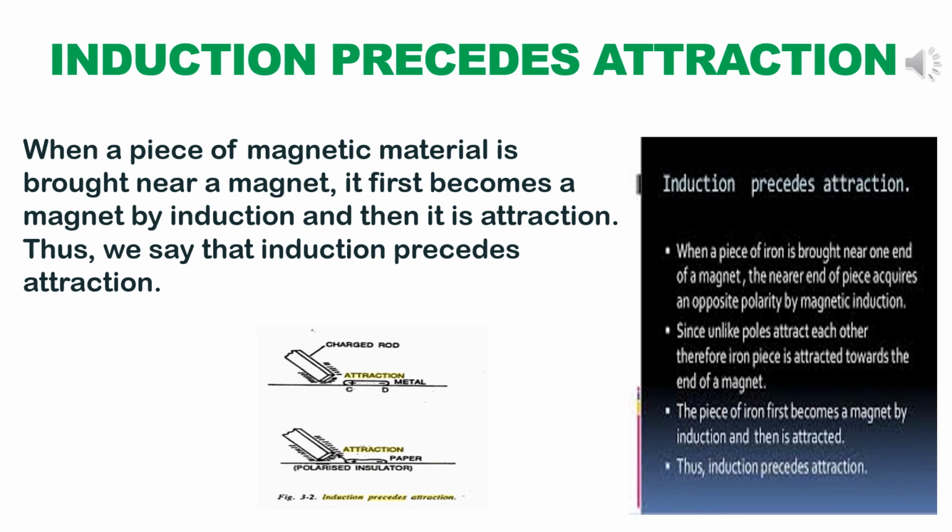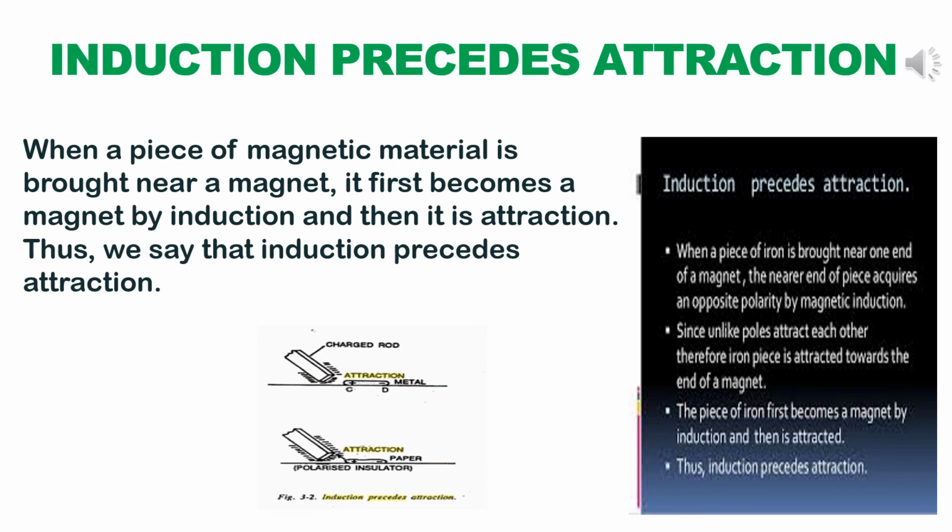Now, induction precedes attraction. When a piece of magnetic material is brought near a magnet, it first becomes a magnet by induction and then there is attraction. Thus, we say that induction precedes attraction. See the diagram. A charged rod is there. Before attraction, a simple metal is there. First induction occurred. That's why opposite charge, that is positive, has been formed over this metal. That's why opposite poles attract each other.